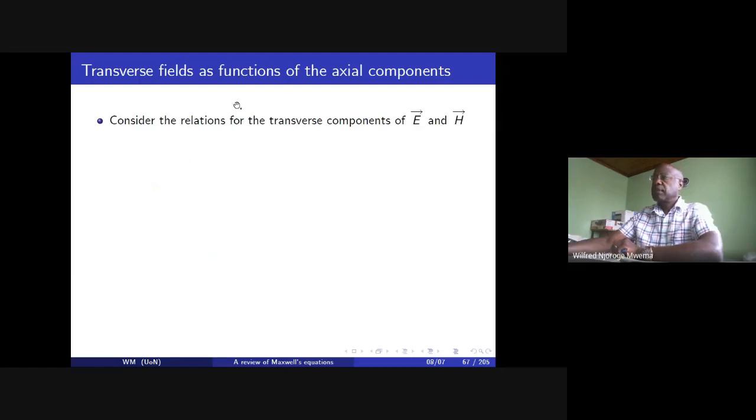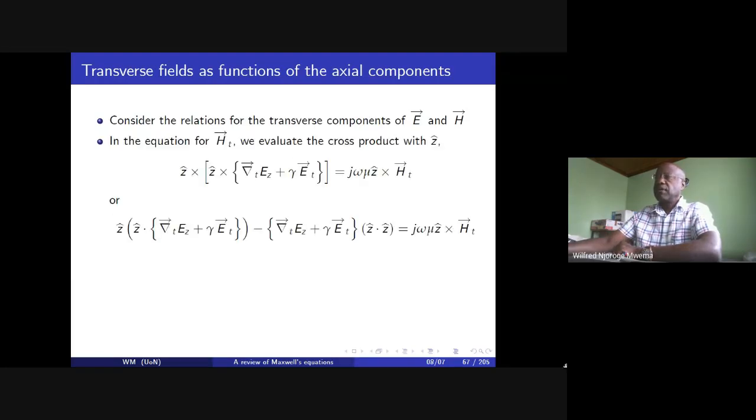So, how do these transverse fields work? We can always express the transverse field components of the magnetic field and the electric field in terms of only the axial components. And this is how we are going to do it. If you look at the H of T, we can evaluate a cross product with Z cap, and we have it as Z cap cross the bracket, Z cap cross that, equal to that value.